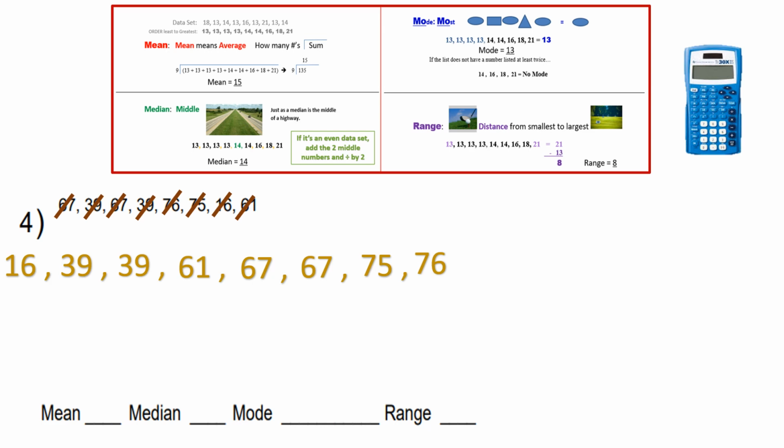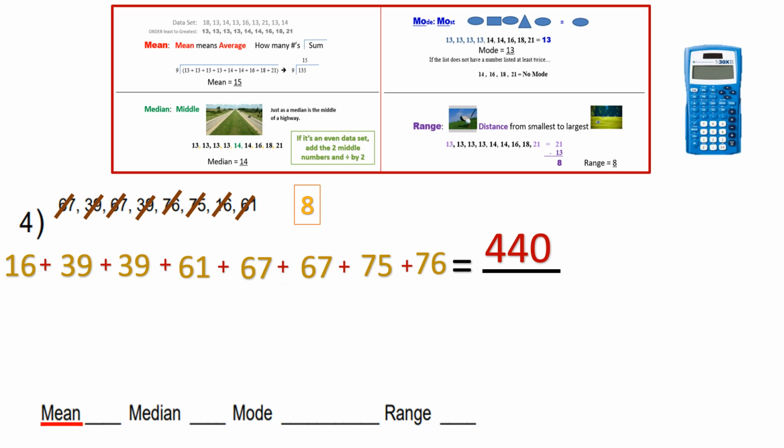How many did I write down? 1, 2, 3, 4, 5, 6, 7, 8. And there are 8 that I crossed off, so I know I have all of them written down. So, once again, step by step. We're going to start with mean, and mean means average. So I have to find my total sum of all of those digits, pick up my handy-dandy calculator, and add them together, and I find out that they equal 440.